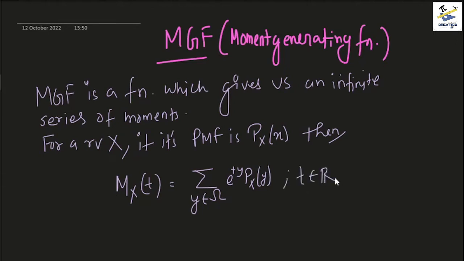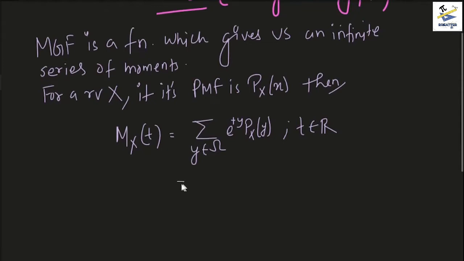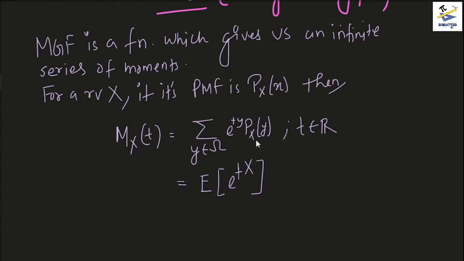It's a parameter which we use, but we do not really need this parameter. So in general words, the moment generating function is just the expectation of e to the power tX, and this definition is true regardless of whether it is a discrete random variable or a continuous random variable.